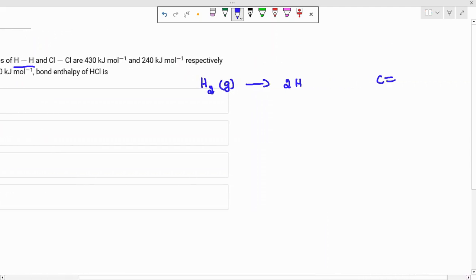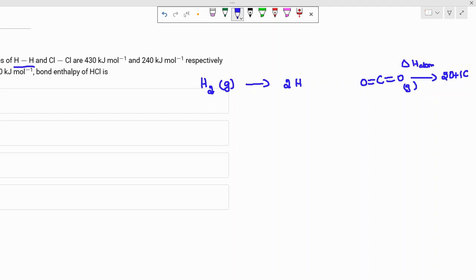Look at this. When you are considering carbon dioxide, 1 molecule of carbon dioxide in gaseous state, and you are converting that into 2 oxygen and 1 carbon, it can be called atomization enthalpy, but this is not bond enthalpy. So you should be clear on bond enthalpy and atomization enthalpy. Bond enthalpy is nothing but the energy required to break the molecule into constituent atoms, and the molecule should be with one bond, you should take 1 mole, and it should be in the gaseous state. Then only you can consider that enthalpy change as a bond enthalpy.